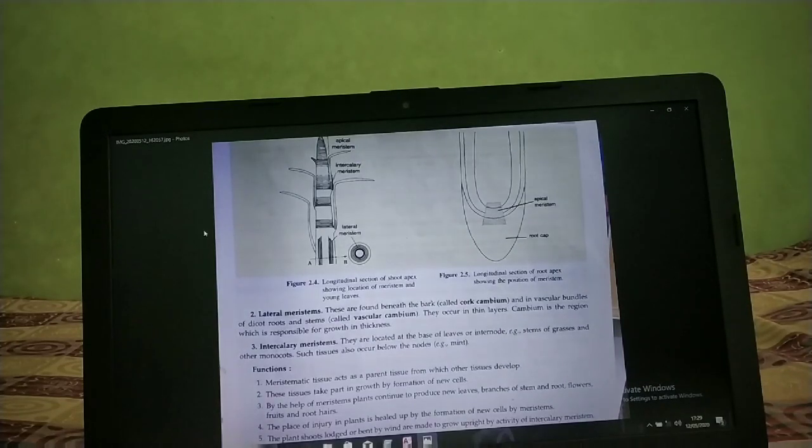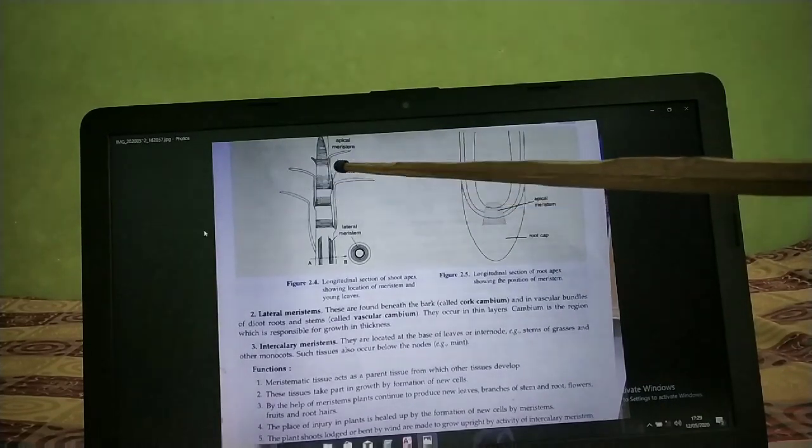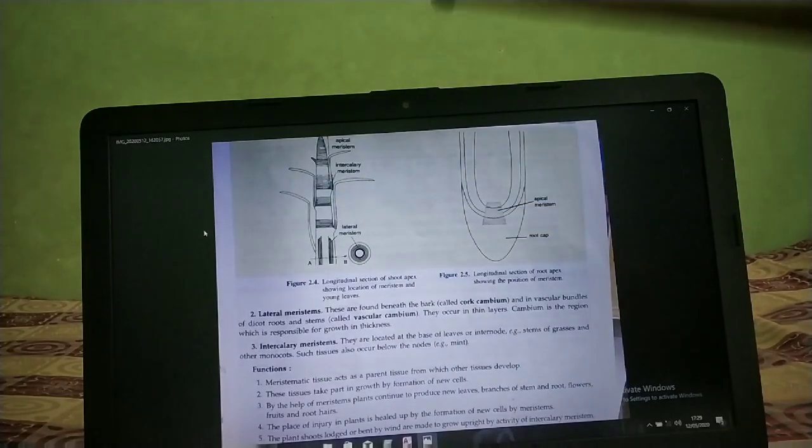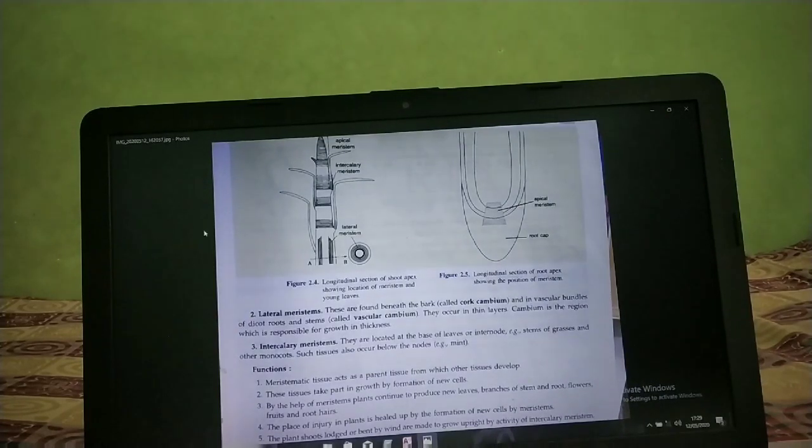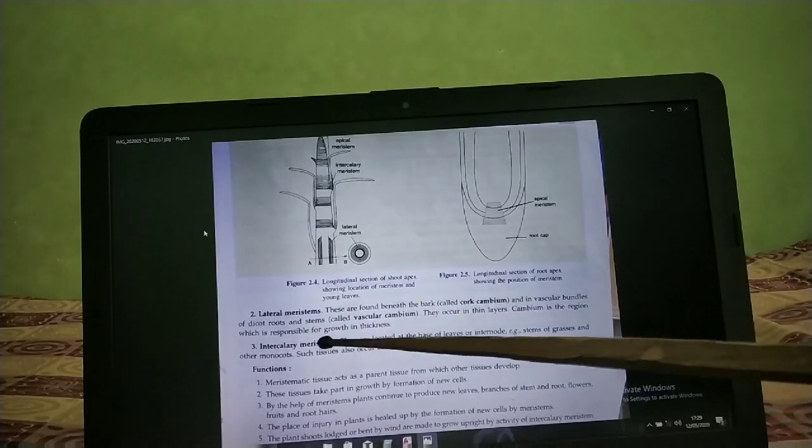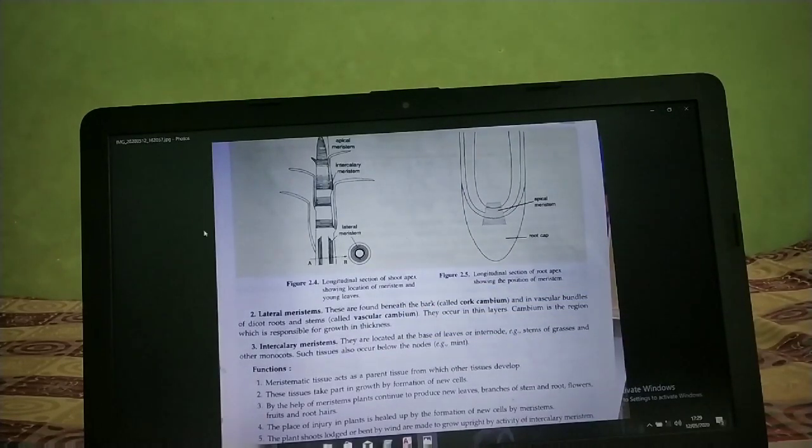So children, next is the function of the lateral meristem. What is the function of the lateral meristem? It causes the organ to increase in diameter and girth. This is called secondary growth. Next is the function of the intercalary meristem. It produces an increase in the length of organs such as leaves and internodes.